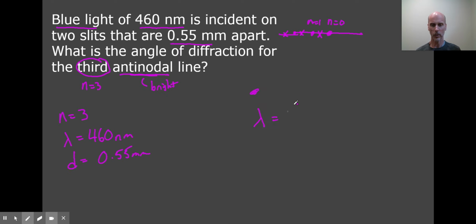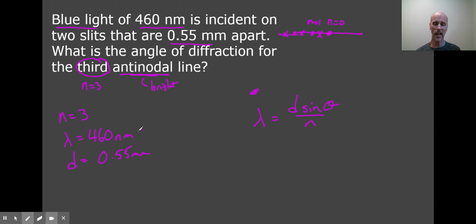So I know the formula that we're going to use here to find the angle is that wavelength is equal to d sine theta over n. And I'm looking for the theta. And so everything looks good. I got my d, my n, and my lambda. I just have to make sure that I work in the same units.